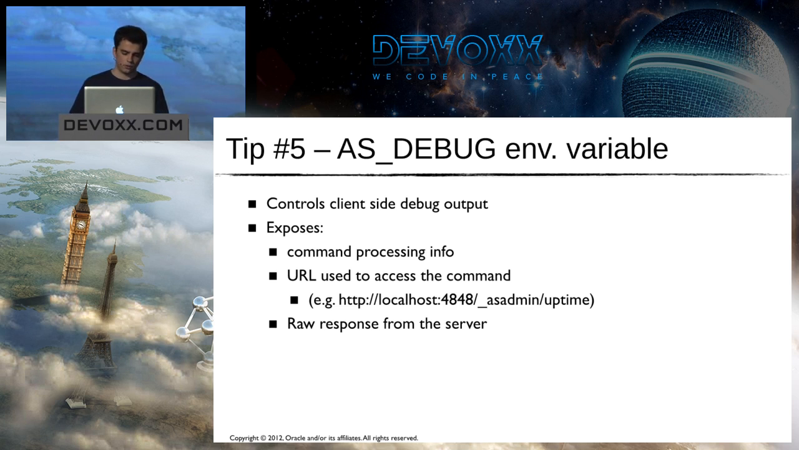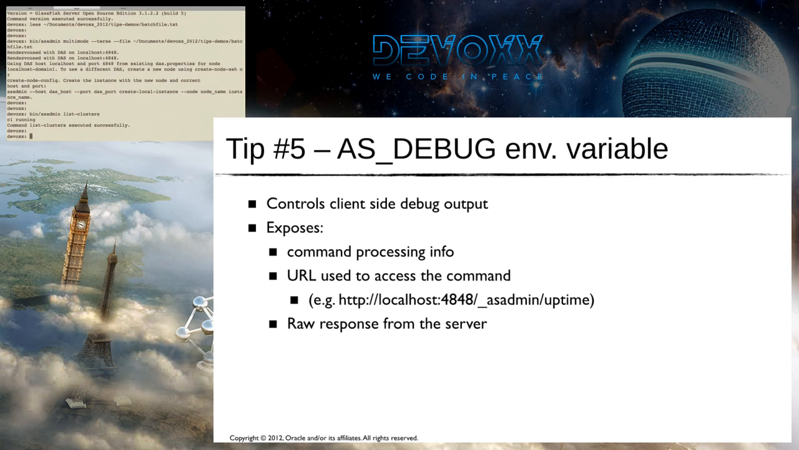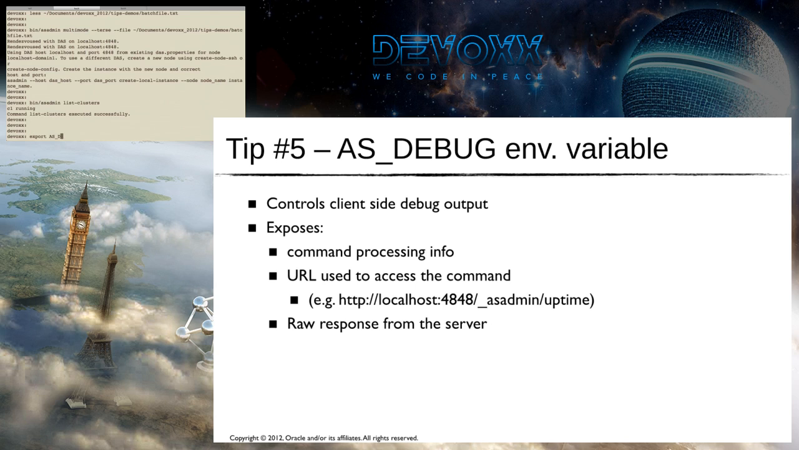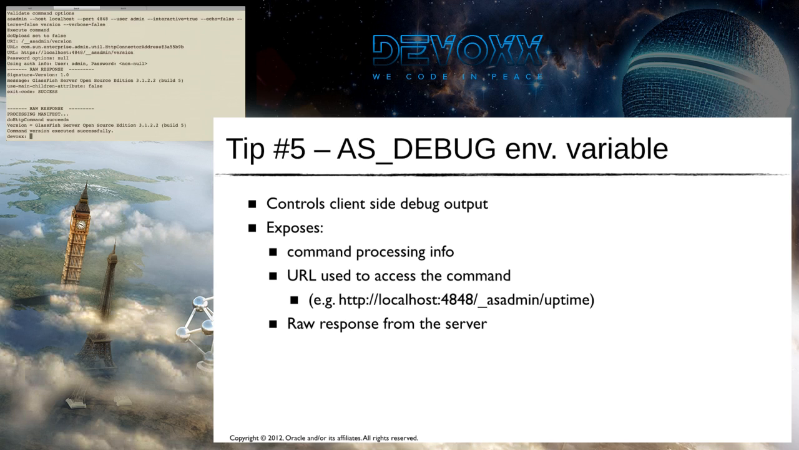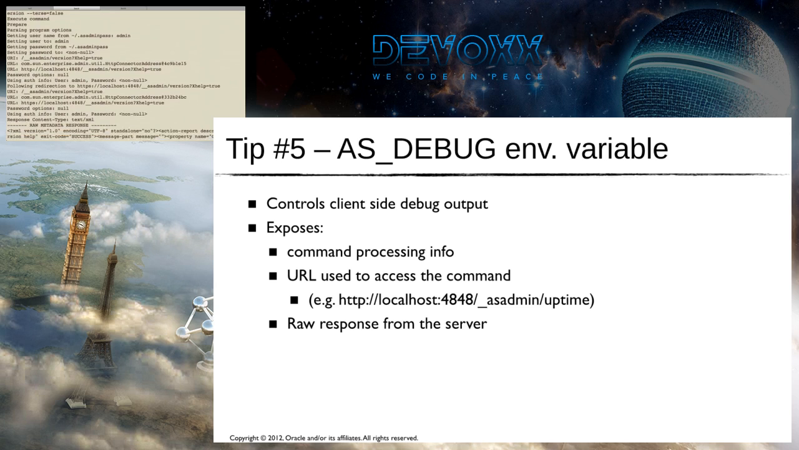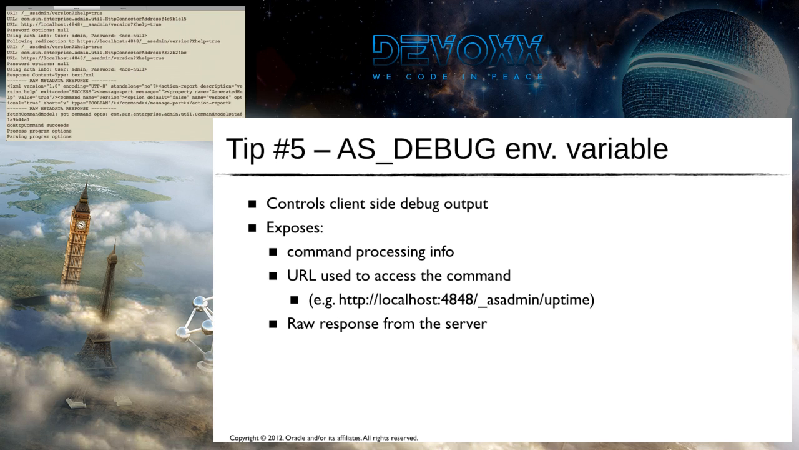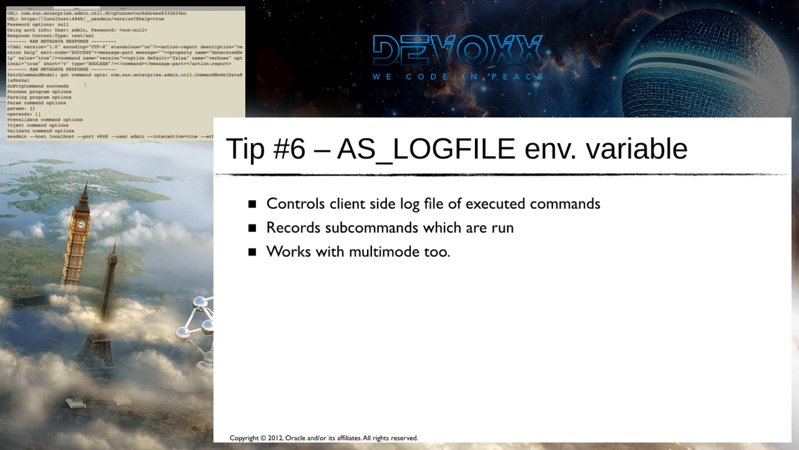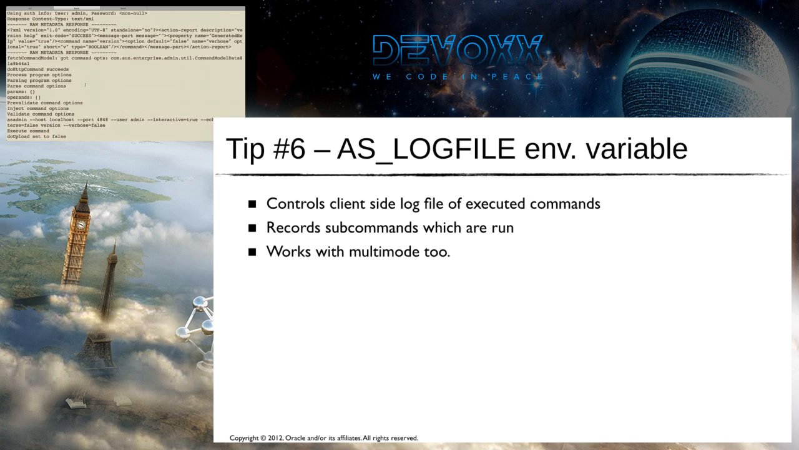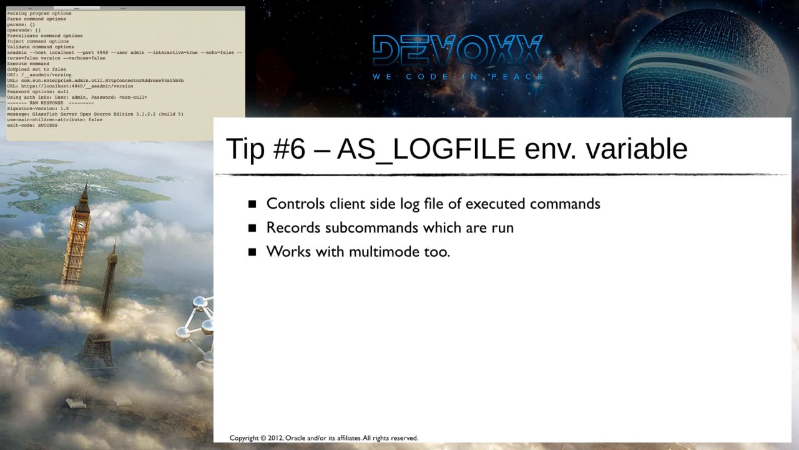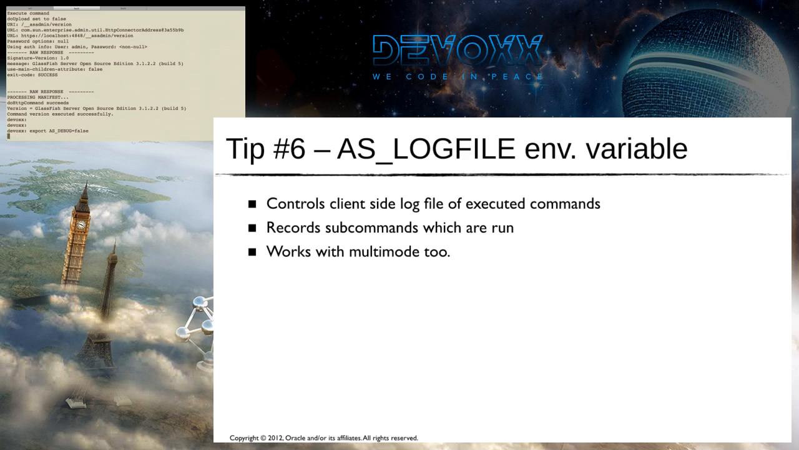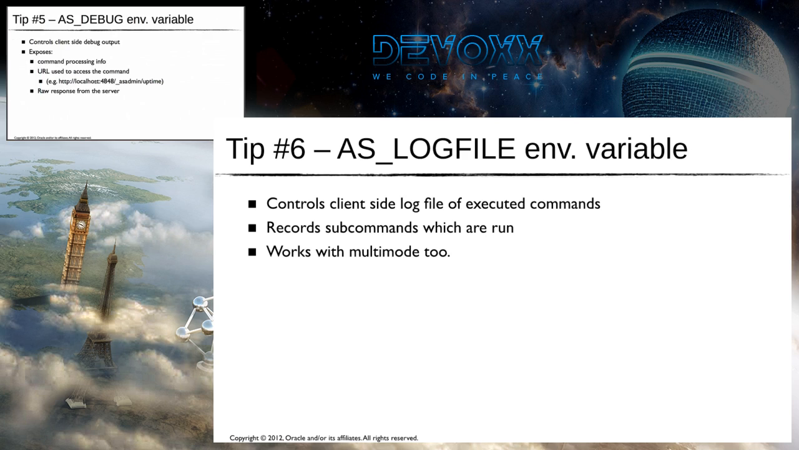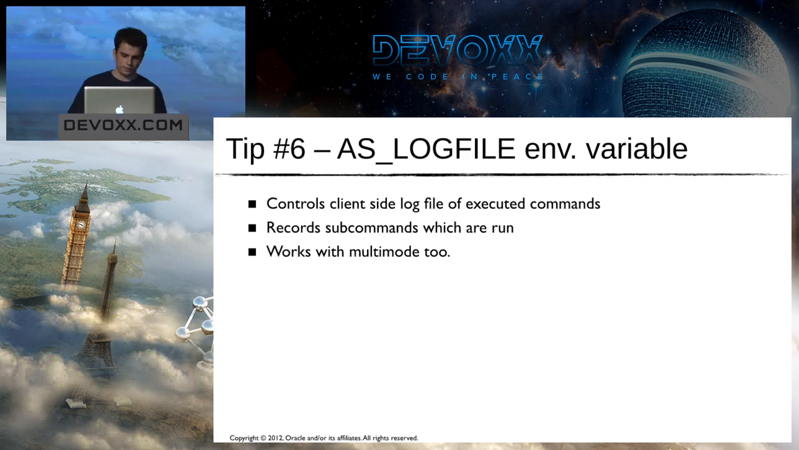So let me show you how it looks for the version command. So here it printed out a lot of stuff, right? We can see, among other things, the raw response, some command processing options, and the internal URL it used to interact here with the DAS. So this is something we use to debug things, actually.